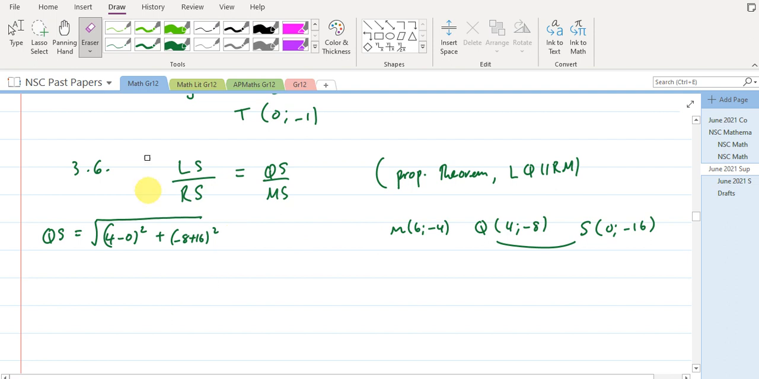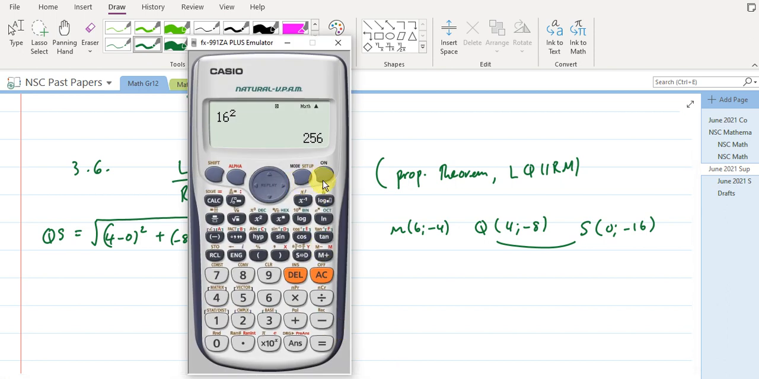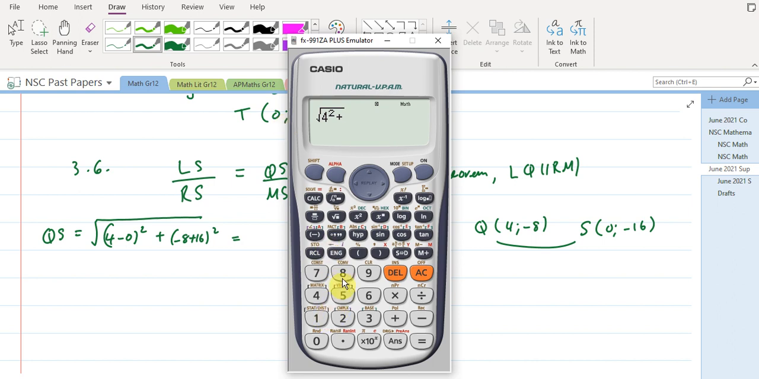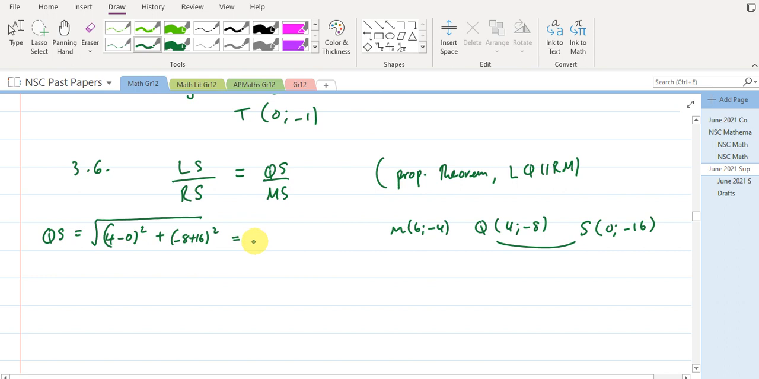So that is QS, which is equal to the square root of 4 squared plus, right, then we got minus 8 plus 16, which is just 8 squared. That's going to give us 4 root 5.